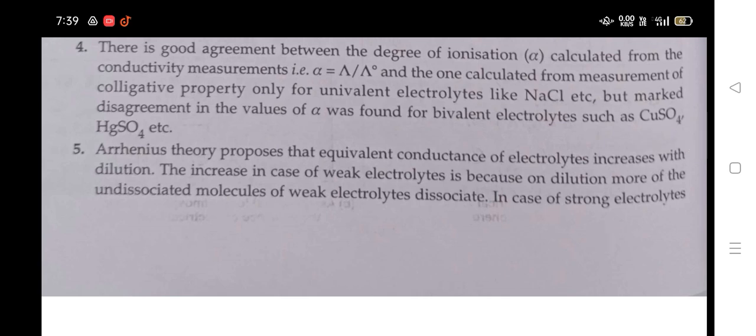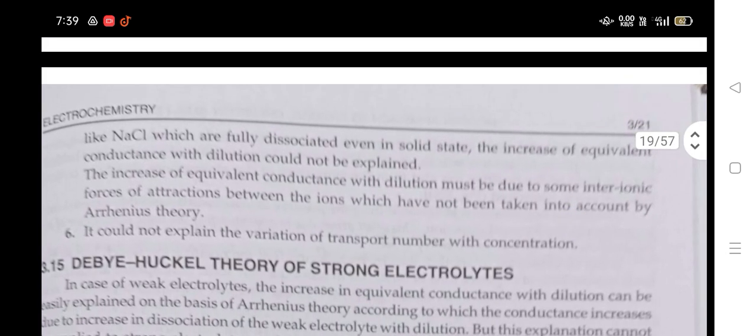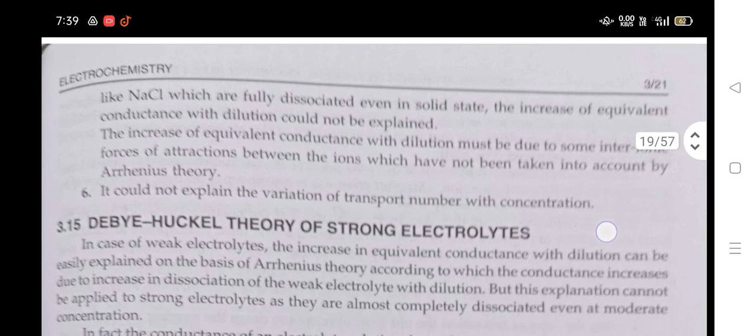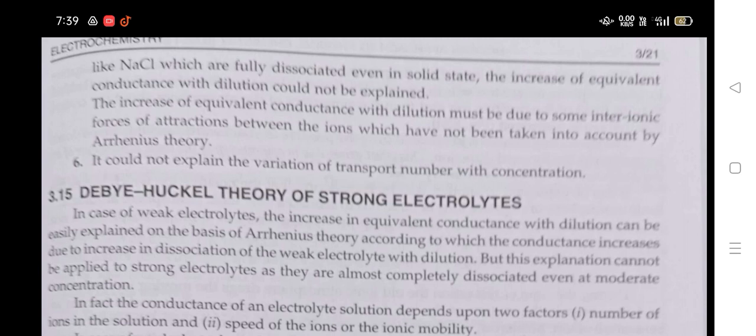Fifth, Arrhenius theory proposes that equivalent conductance of electrolytes increases with dilution. The increase in the case of weak electrolytes is because on dilution more of the undissociated molecules of weak electrolytes dissociate. In the case of strong electrolytes like NaCl, which is fully dissociated even in solid state, the increase of equivalent conductance with dilution could not be explained.